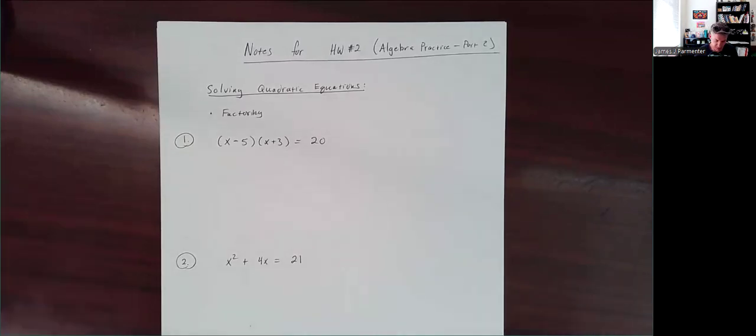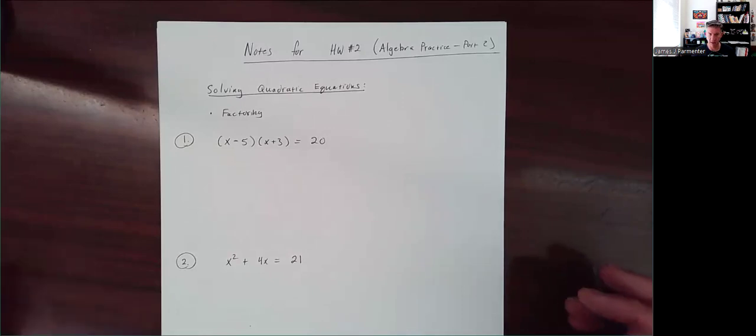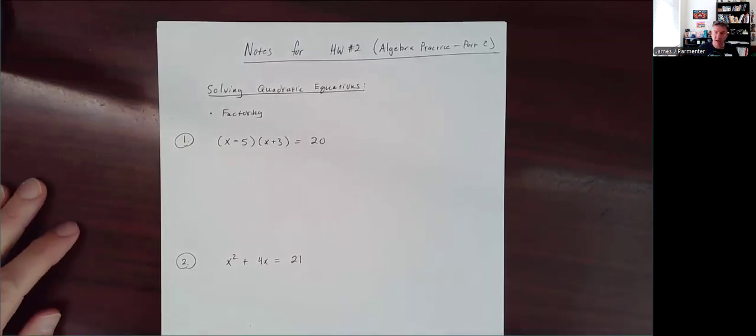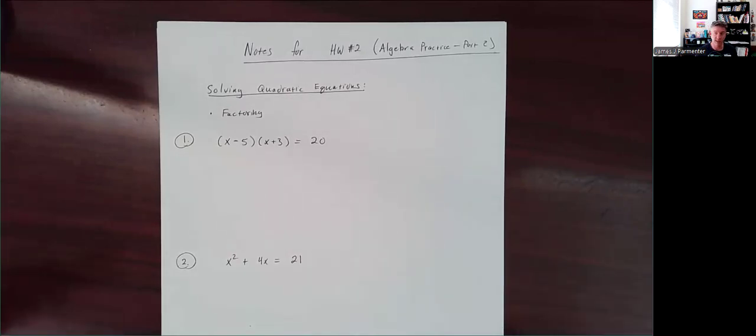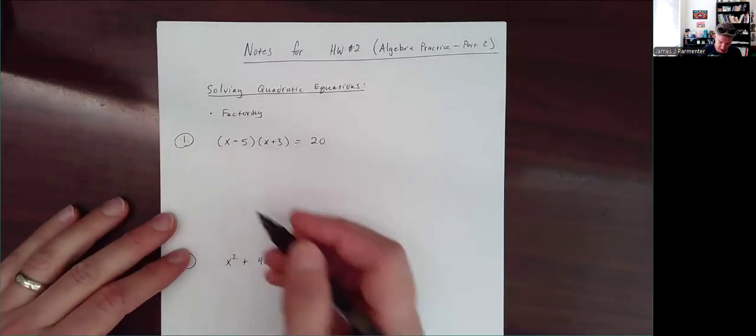So first we're going to start with solving quadratic equations, and there are many ways to do this. One method, my preferred method, is typically to factor. To factor, you first have to have everything on one side of the equation. So we're going to multiply off the left-hand side.